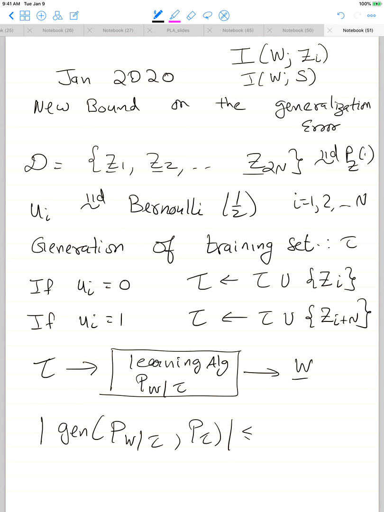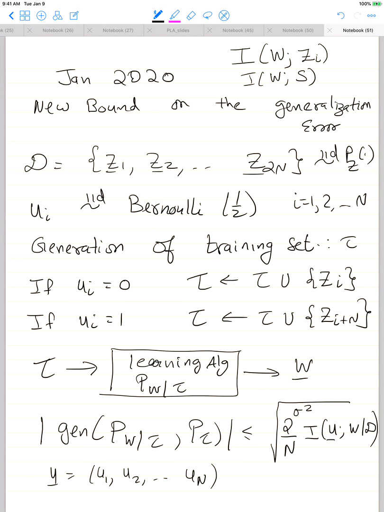But what they showed is, if you look at how the training set is constructed in this way, you can upper bound the generalization error by 2 over n times I of U. If you make the sub-Gaussianity assumption with sigma squared, it is 2 sigma squared over n, I of U and w given D. So this U is the vector U_1, U_2, up to U_n, the vector of IID Bernoulli half random variables.